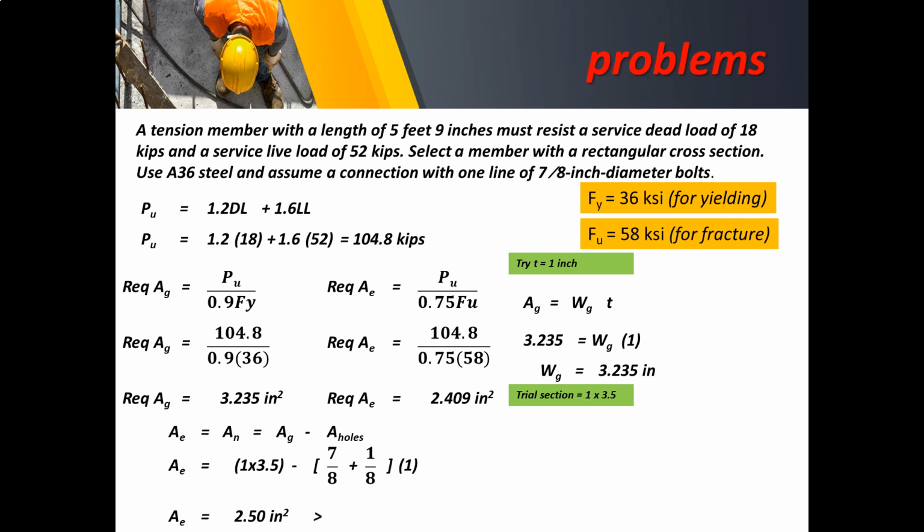Now, this effective area should be compared to the required effective area, and that required effective area is 2.409. We can see here that 2.5 square inches is greater than the required effective area. Therefore, the effective area is sufficient to resist the loading.